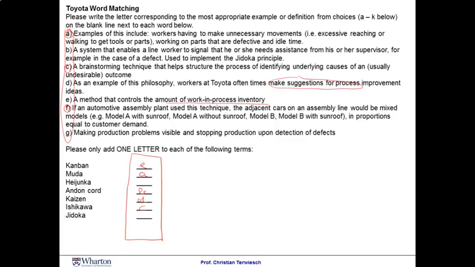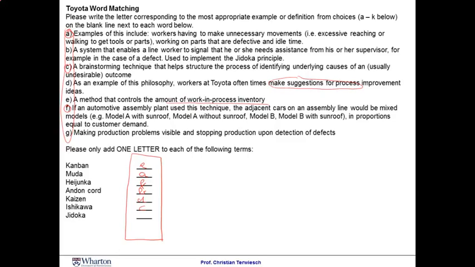Number F, or letter F. If a plant uses this technique, the adjacent cars on the line would be mixed models. So different colors, sunroof, no sunroof, things like that. You would be producing to demand. That was the mixed model production principle that we talked about in the variety module, and that's the idea of Heijunka.